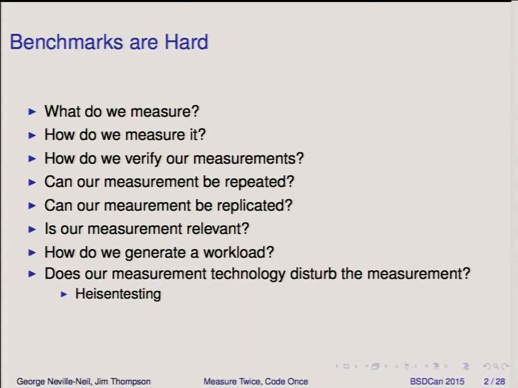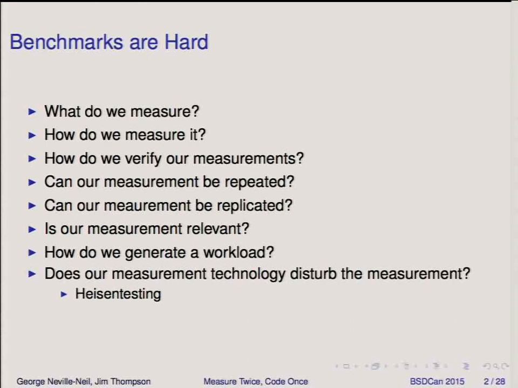So benchmarks are hard, it turns out. Unless you're a marketing department, then they're really easy, because you just make up numbers, you put them on a slide. I do not work for marketing, so I mostly did not make up my numbers. But if I did, you can call me on it, because I've also put my numbers into a GitHub repository. Why are they harder? Well, there's a whole bunch of questions we have to ask, and we have to answer them correctly to get a good benchmark.